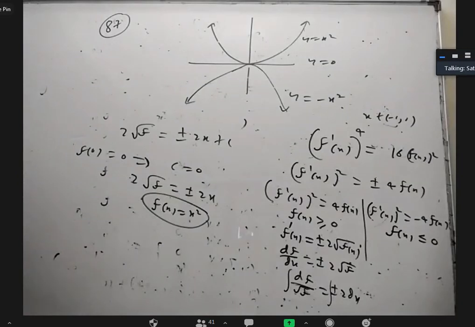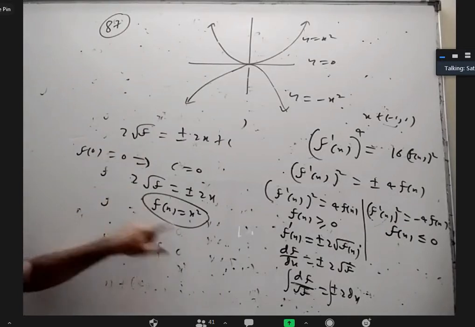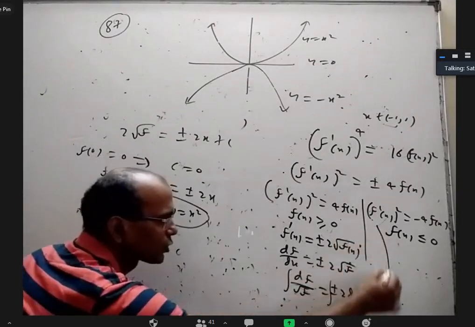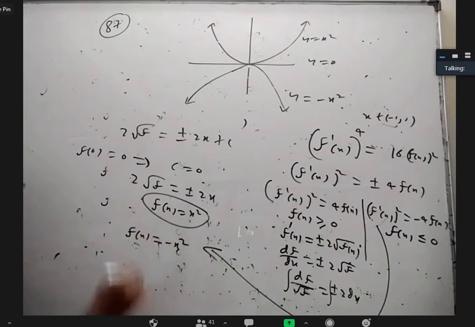Okay. Because you are going to have minus root f here. This is going to be minus. You're going to get a minus here, you're going to get a minus here. So from this equation, you are going to get f of x equal to minus x square.